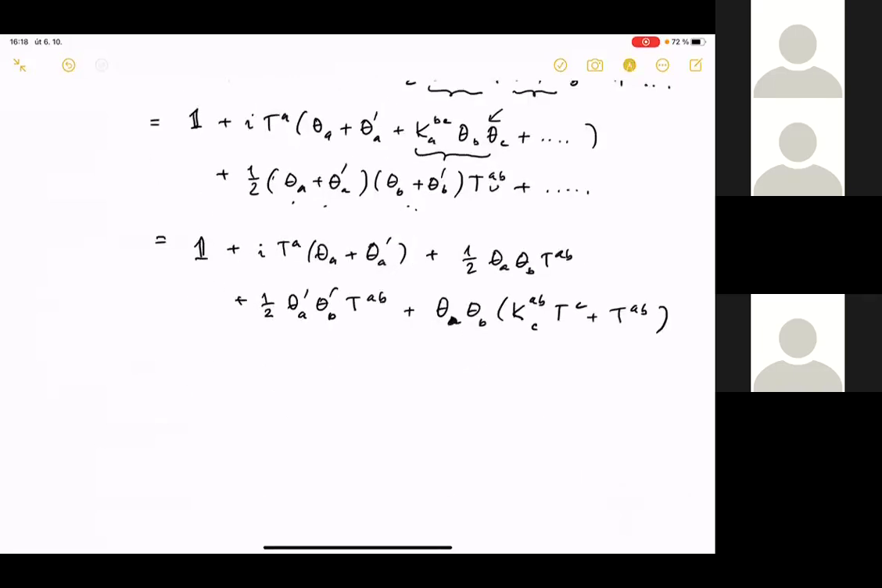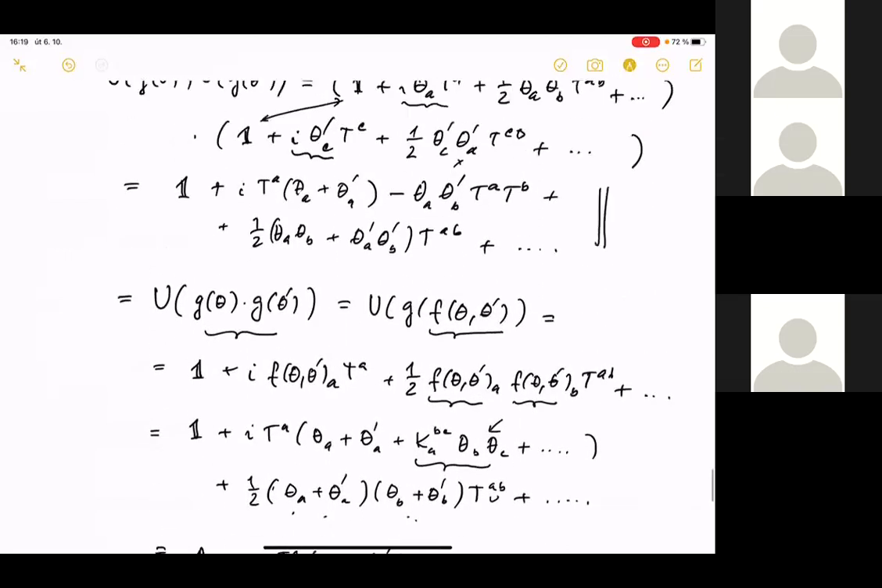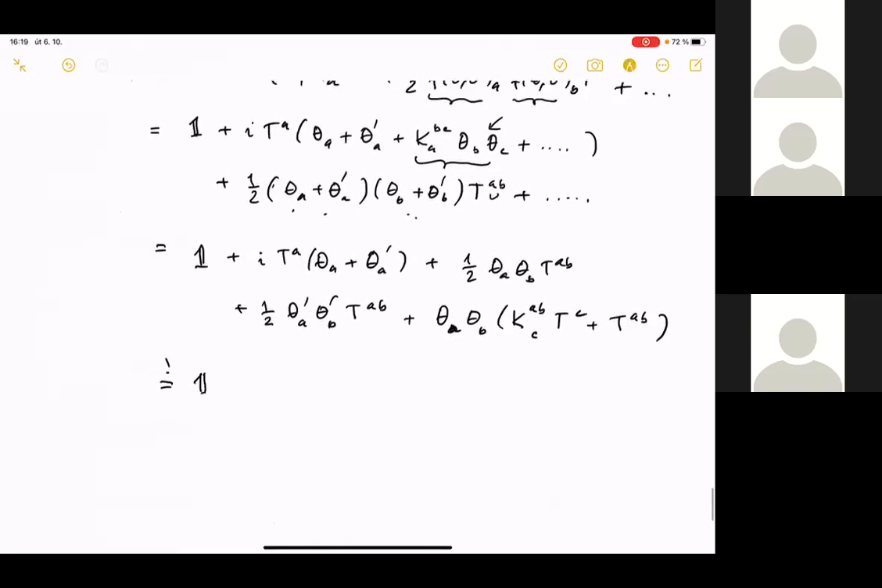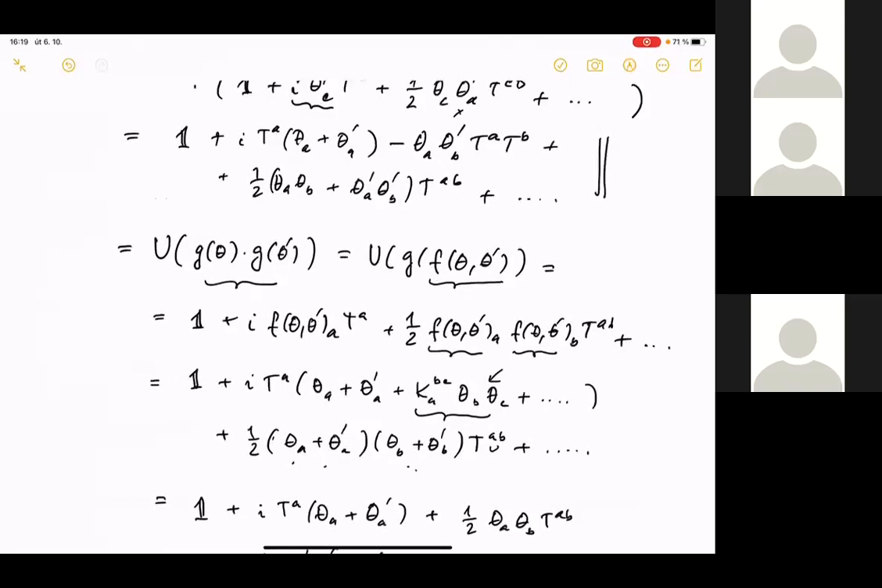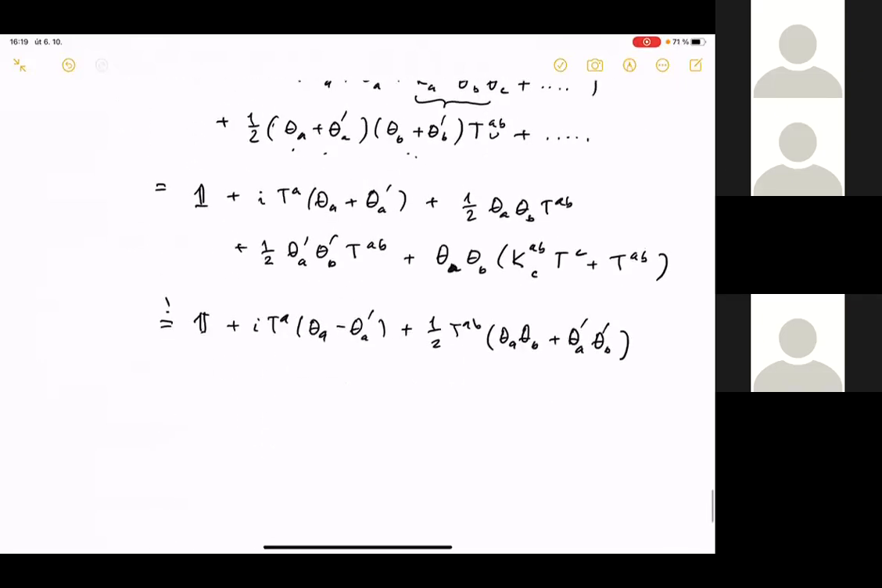So this is the second way we calculated the same thing. The first result was this one. So this must be 1 plus I TA times theta A plus theta prime A. This is this term. Plus these quadratic terms, 1/2 TAB times theta A theta B plus theta prime A theta prime B. And the mixed term, minus theta A theta prime B times TA TB.